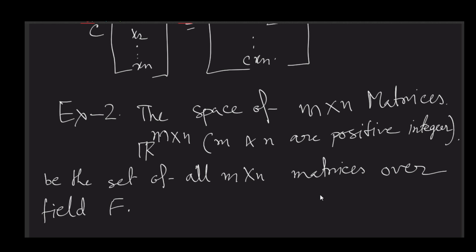Then we can easily prove that the sum of two vectors, like here, what is your vector? Vector is the matrices, right?